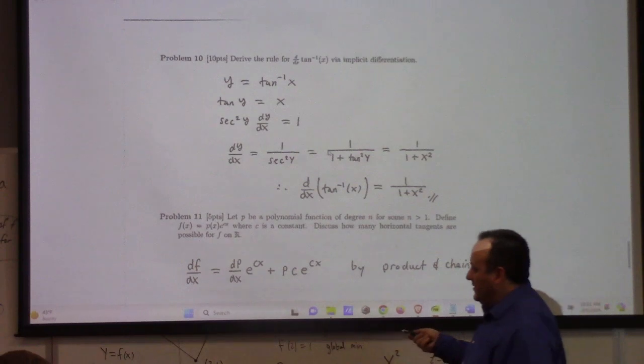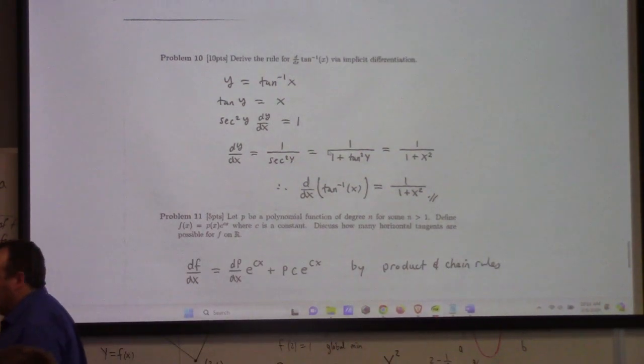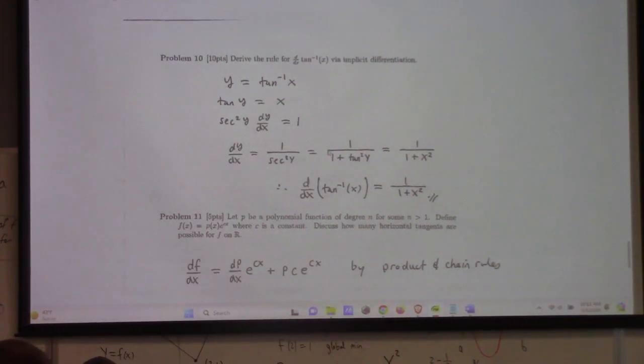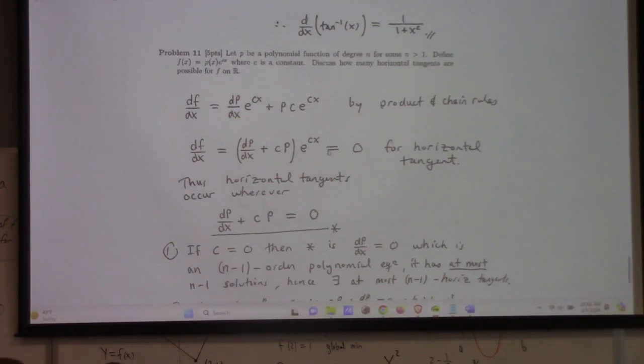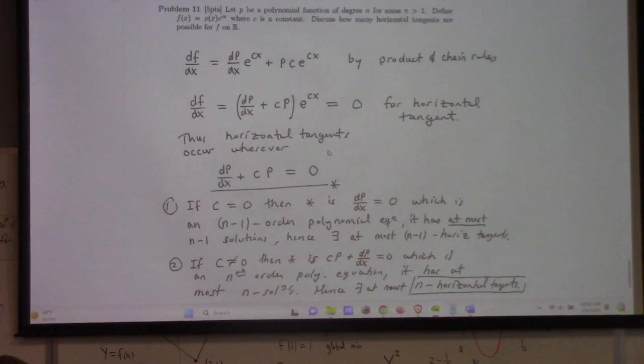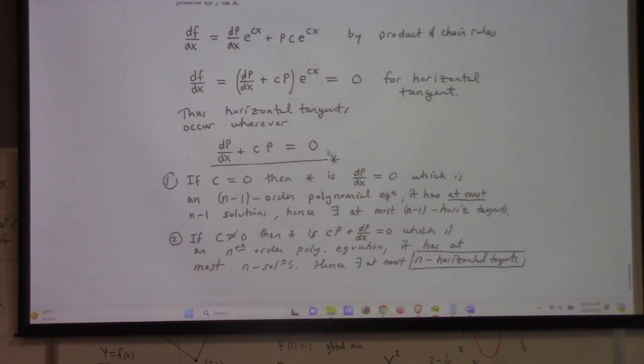And then finally, problem 11. If you differentiate an exponential times a polynomial, what you get is a polynomial times an exponential. That can only be 0 if the polynomial is 0. And if you think through that, the fundamental theorem of algebra says that an nth order polynomial has at most n zeros. So the answer was there could be at most n horizontal tangents in general. There might be none, but there could be as many as n. But of course, that was the bonus question, so.